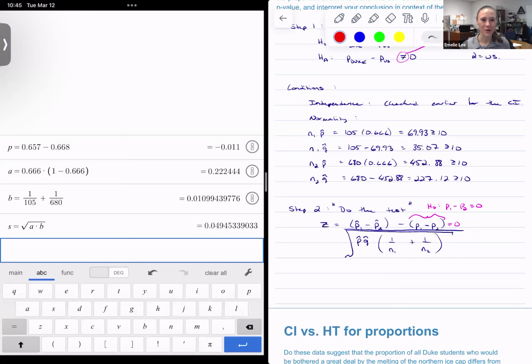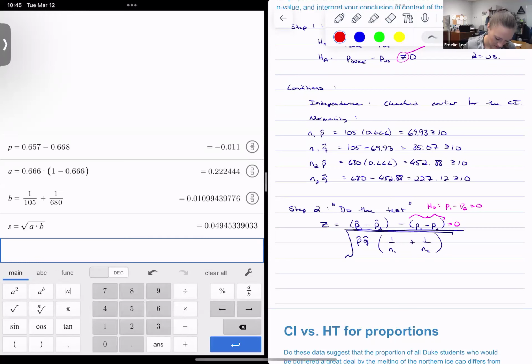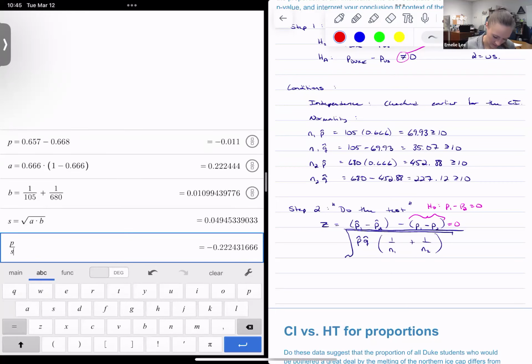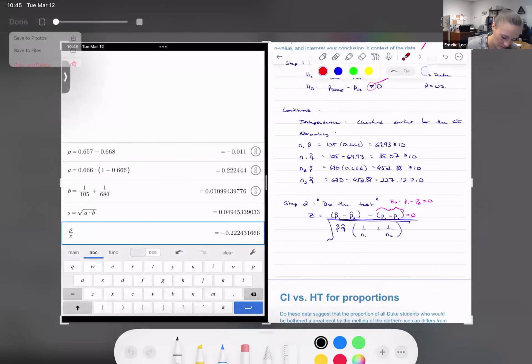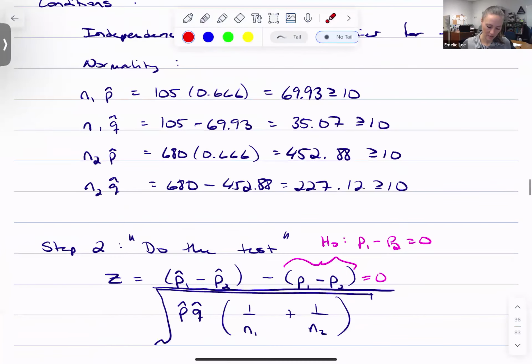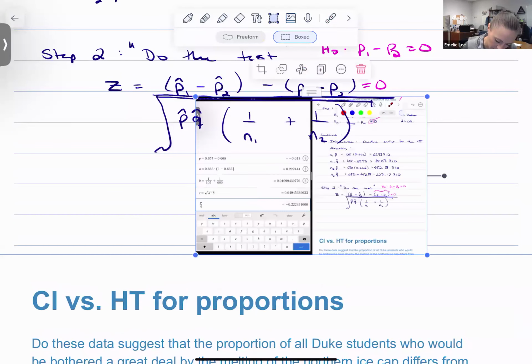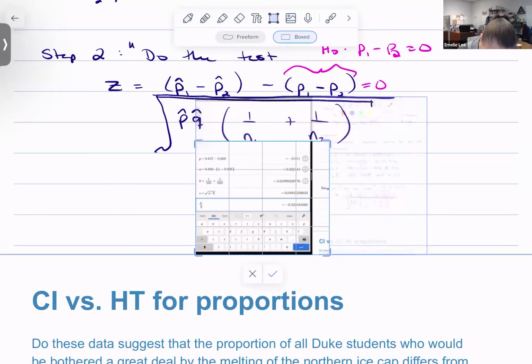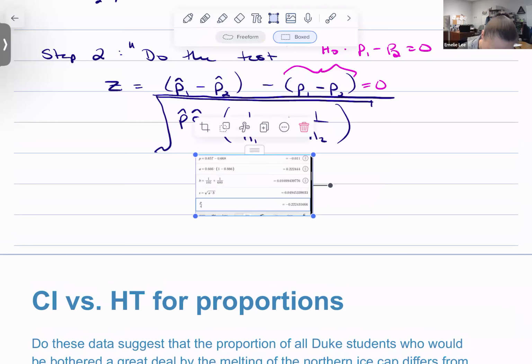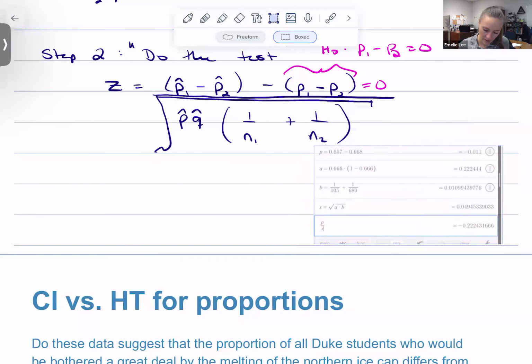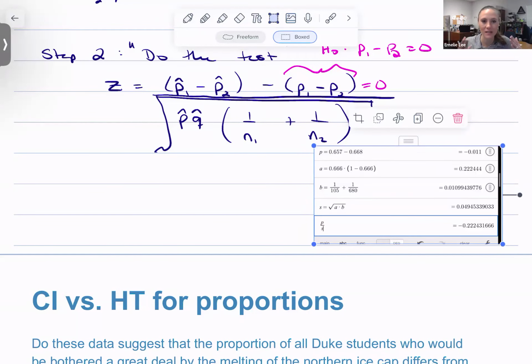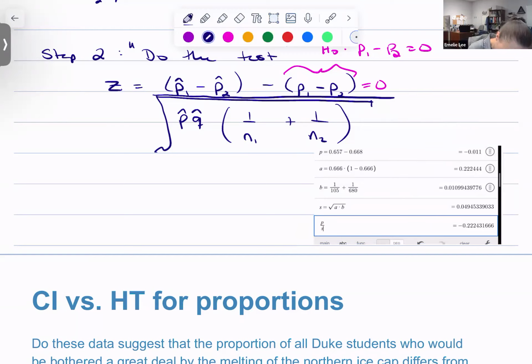And now I want P minus 0 divided by S. And I get this Z. Think about whether you're surprised by this Z or not. Not really, right? Because from the confidence interval, we said that it can be 0, and so we're expecting this difference in proportions to be close to 0. So here we get Z is negative 0.2224, let's say.